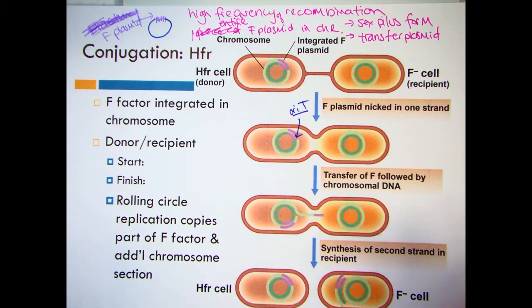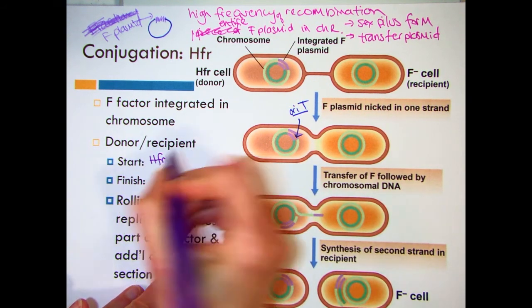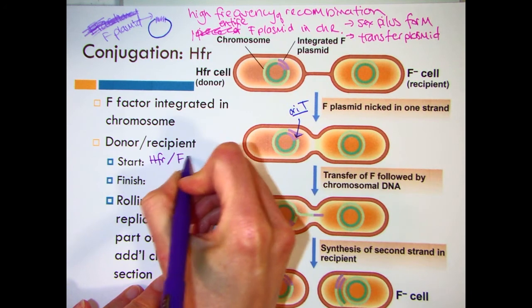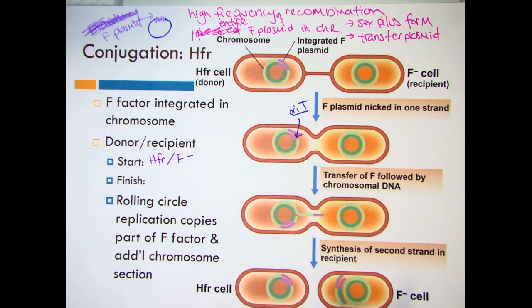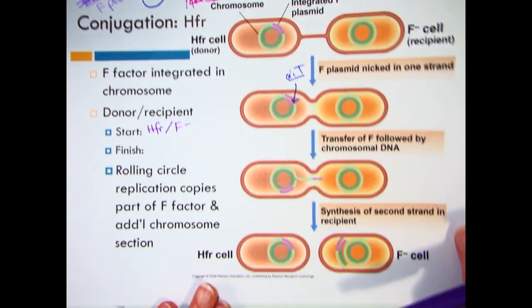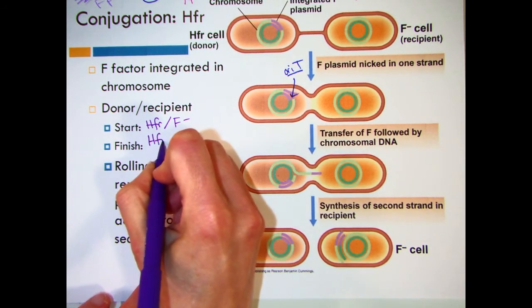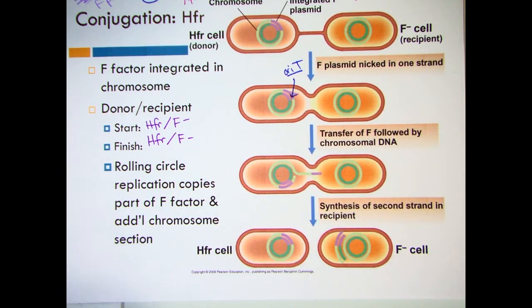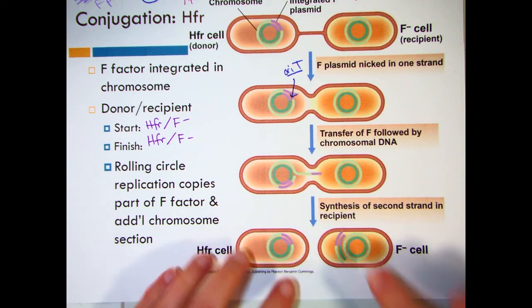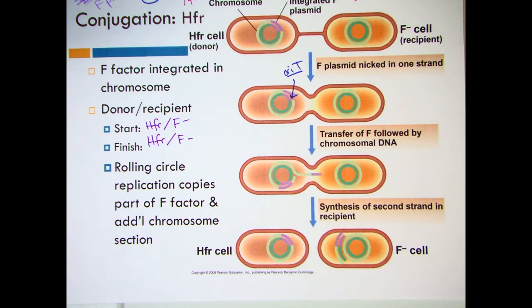Okay. So at the beginning, we have an HFR cell, and we have an F- recipient. No F plasmid at all. Very mysteriously, at the end, we have an HFR cell and an F- recipient because the entire F plasmid did not get moved over, right?